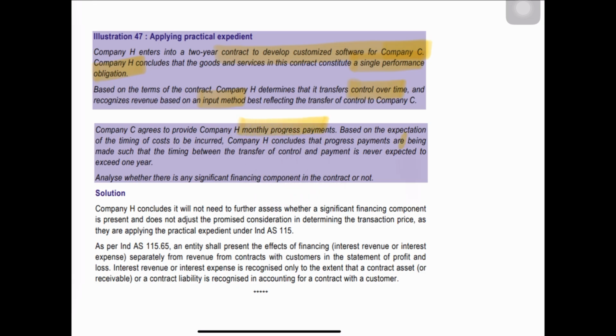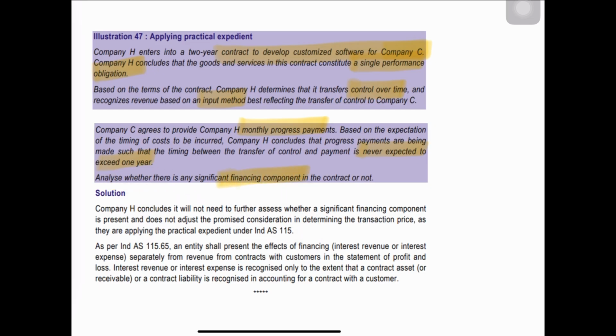So based on the expectation of the timing of the cost to be incurred, company H concludes that progress payments are being made such that the timing between the transfer of control and the payment is never expected to exceed more than 1 year. So here let's analyze whether any significant financing components are there.